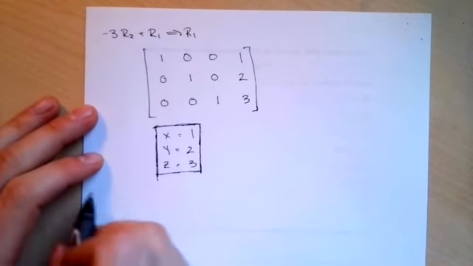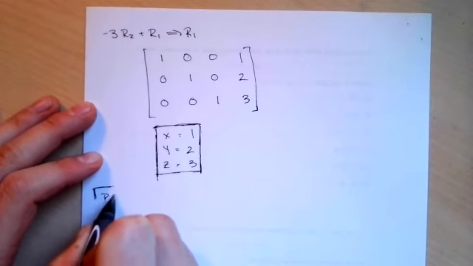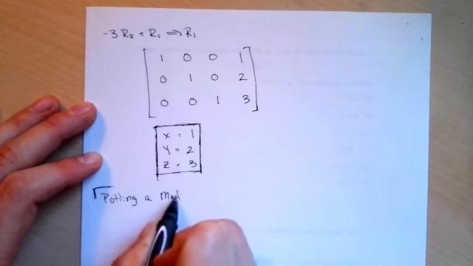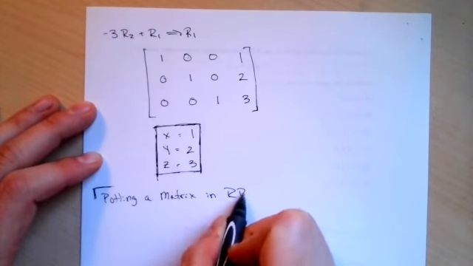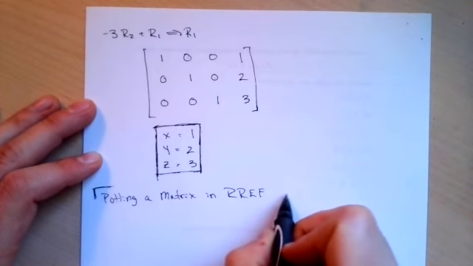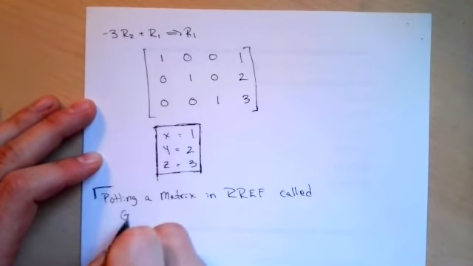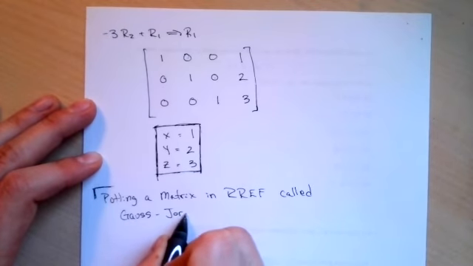Just as a note of terminology, putting a matrix in reduced row echelon form is also called Gauss-Jordan elimination.